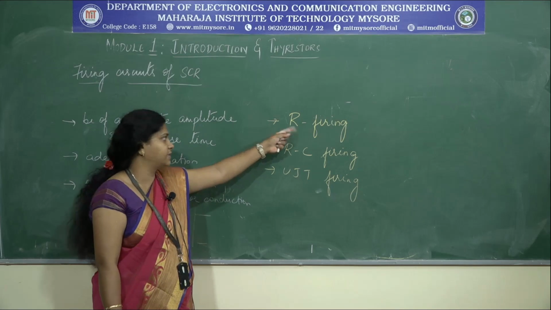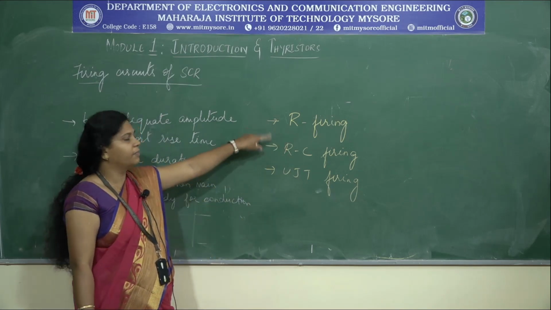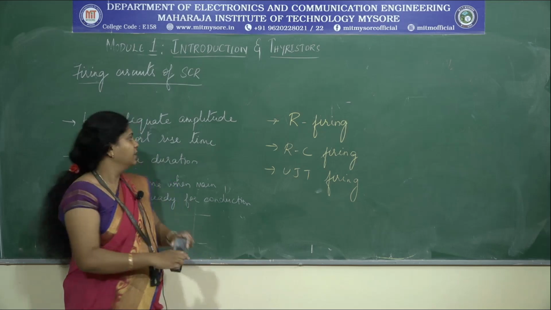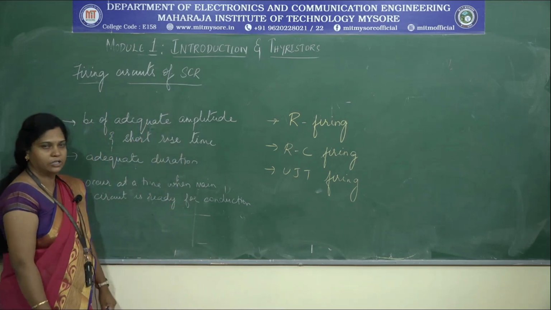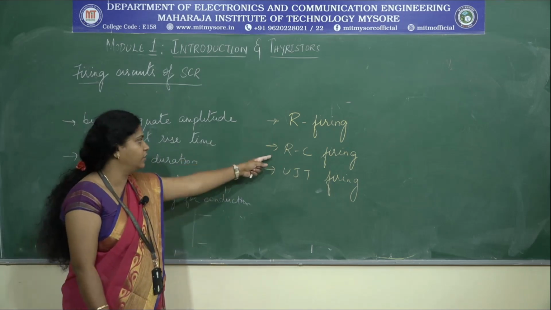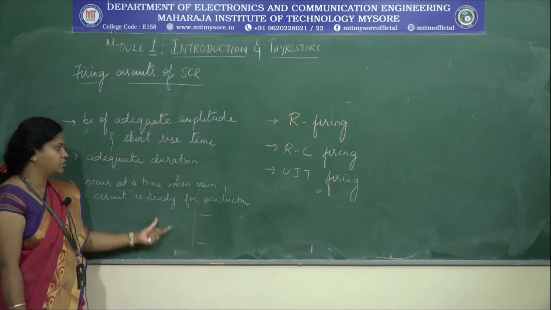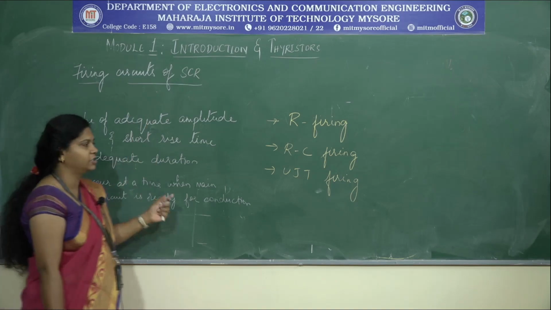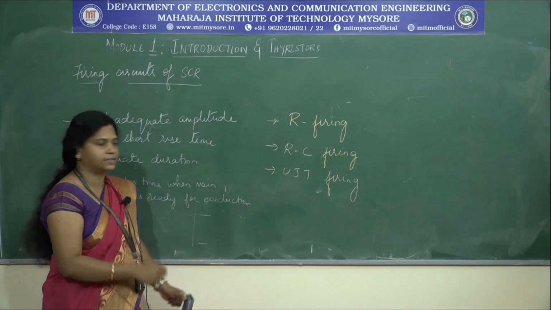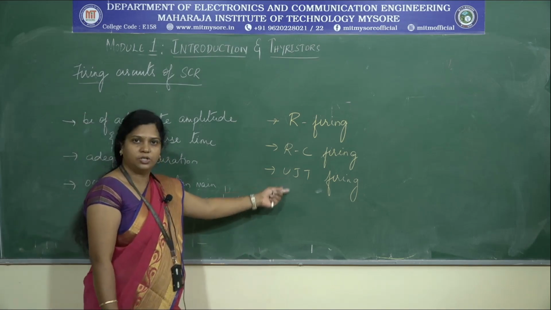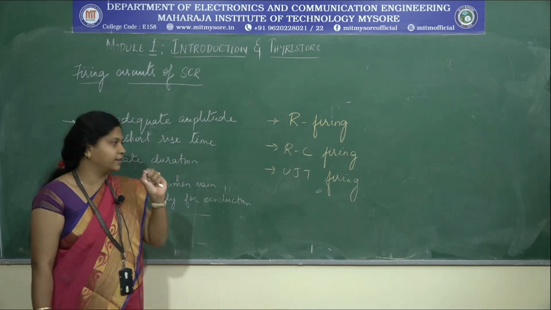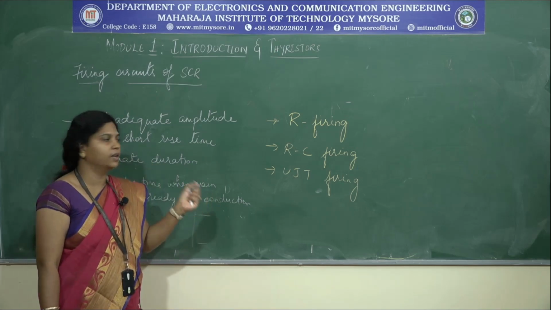Now, when in the circuit you are using only resistors, that circuit is known as a resistance firing circuit, meaning by using the resistors we generate the pulses that satisfy these three conditions. Similarly, we use a resistance capacitance combination and check whether it satisfies all three conditions and whether it is suitable for turning on the thyristor.